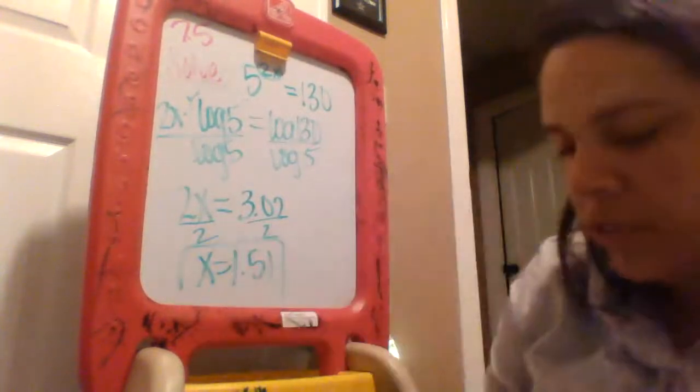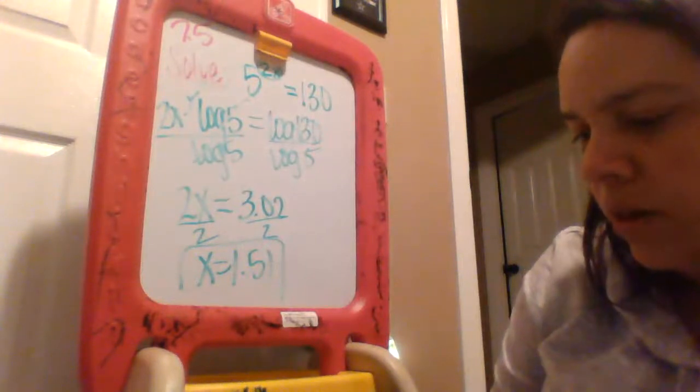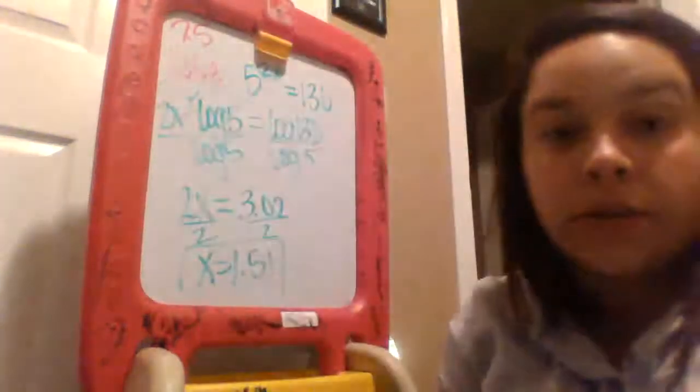I'm going to check it. So 5 caret parenthesis 2 times 1.51. And I got 129, which is actually really close to the 130 that it's supposed to equal. So that's great.